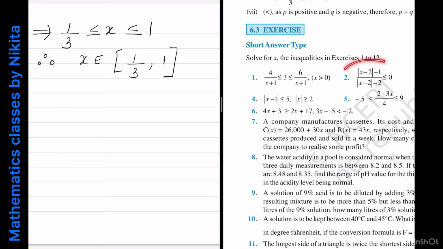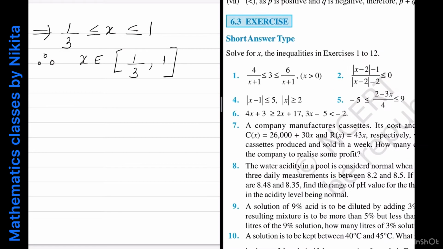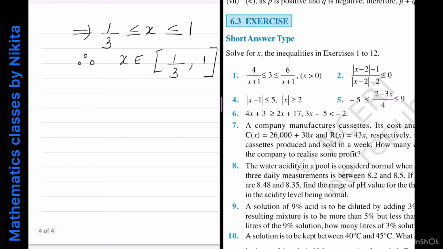In the second part you have to solve this inequality. Now this inequality also involves the mod function, so you should know the definition of the mod function. I am just revising what is mod of x. Mod of x is given by x if x is greater than or equal to 0, and minus x if x is less than 0.